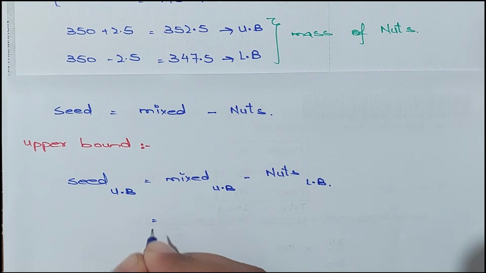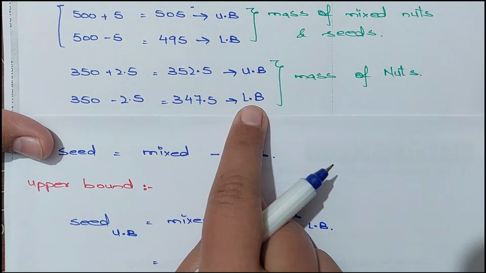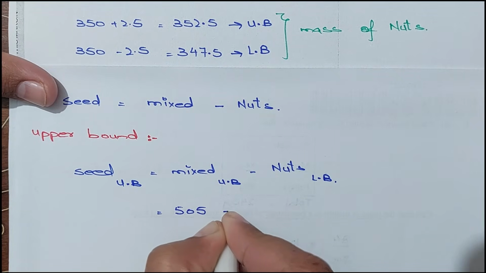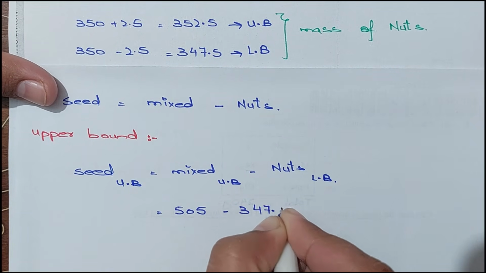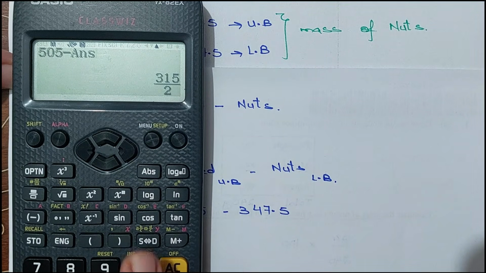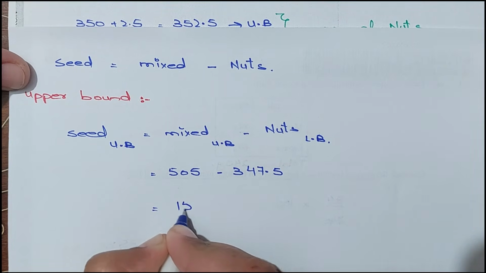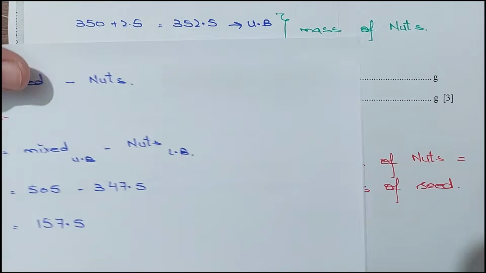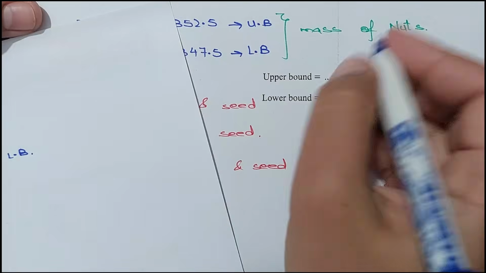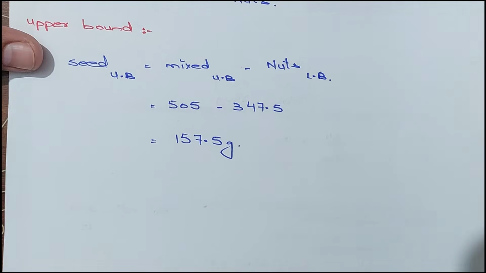All right, the mixed upper we have already done. You can see this is the upper bound for mixed and this is the lower bound for the nuts. 505 is the upper bound, minus 347.5. 505 subtract 347.5 gives 157.5. This is the mass in grams, the upper bound. Write this down, 157.5. All right, let's work on the lower bound now.